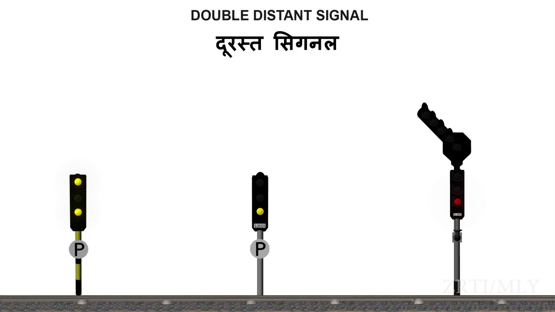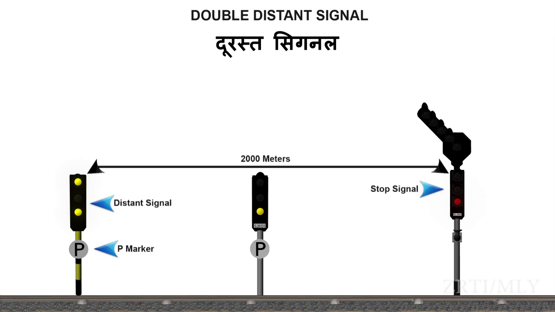Double distant. In sections where trains run with a speed of more than 110 km per hour, provision of double distant is compulsory. In this case, the distance signal identified by P marker is placed at 2000 meters from the stop signal and can exhibit attention in on position and proceed in off position. The inner distant provided at 1000 meters from stop signal works as normal distance signal.